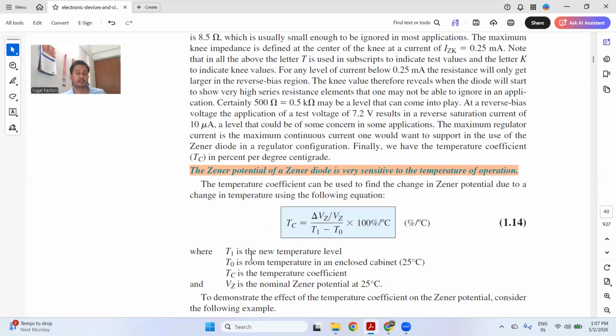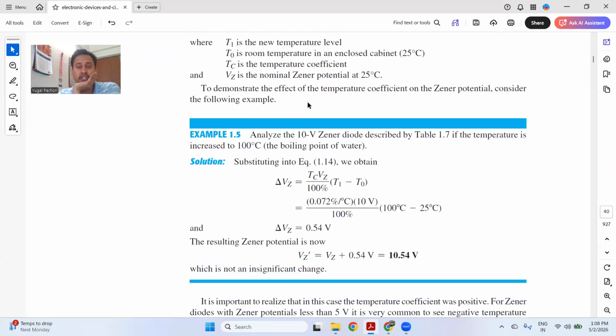And these are the parameters: T1, T0, Tc, Vz. Vz is the nominal Zener potential at 25 degrees Celsius. Tc is the temperature coefficient. T0 is the room temperature. T1 is the new temperature. Suppose initially you have T0 and you move to T1. So the difference between T1 and T0 will be considered as per this particular formula.